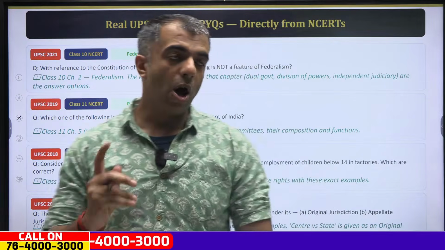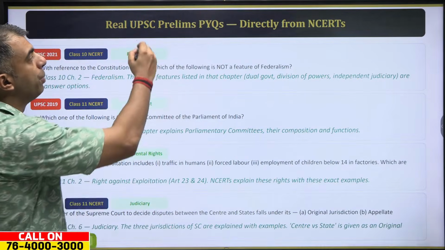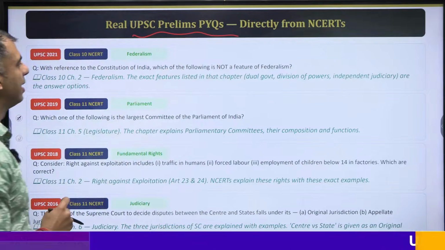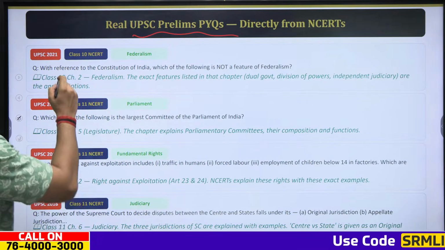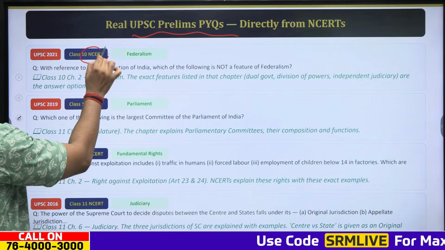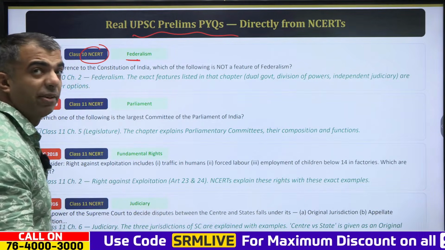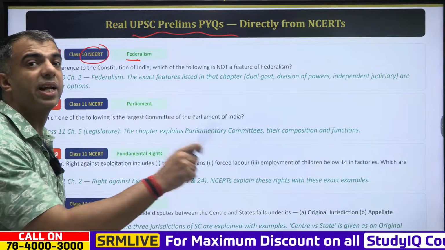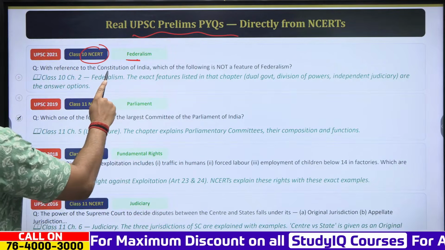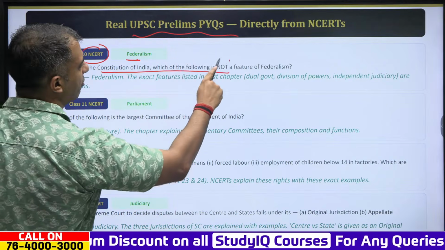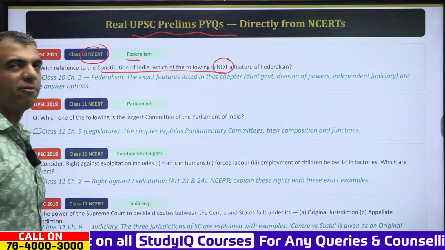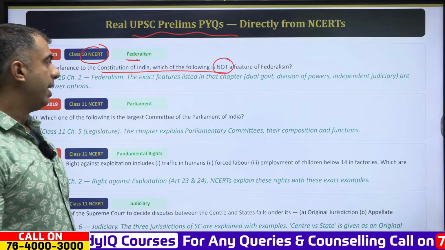Now, if we have a look at the real UPSC prelims questions that have been asked from NCERTs, in 2021, from the class 10th NCERT topic of federalism, the question asked the exact features, exact statements that were given in NCERTs. Clear? So, with reference to the Constitution of India, which of the following is not a feature of federalism?